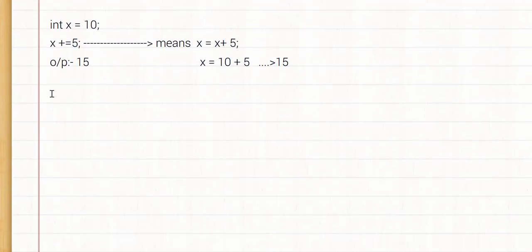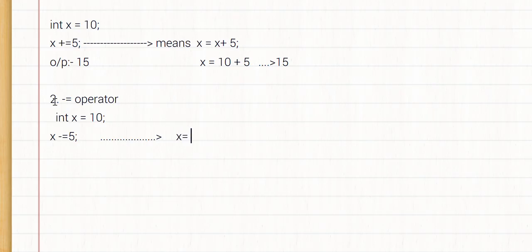Now second one, minus equals to operator. We'll take int x equals to 10 and x minus equals to 5. It's the same form as x equals to x minus 5. So the output is 10 minus 5, 5.